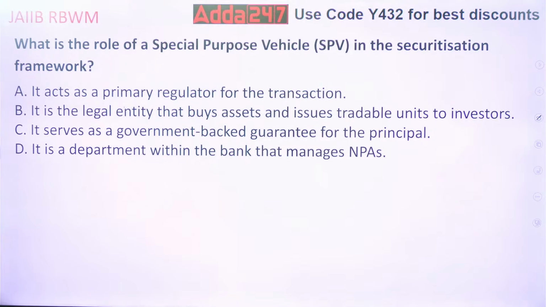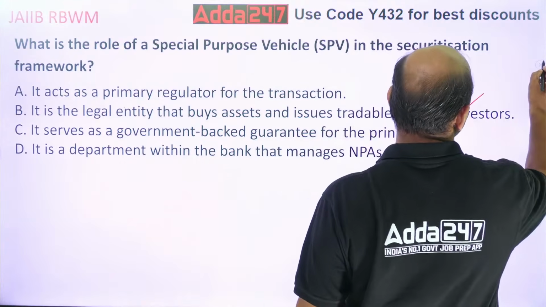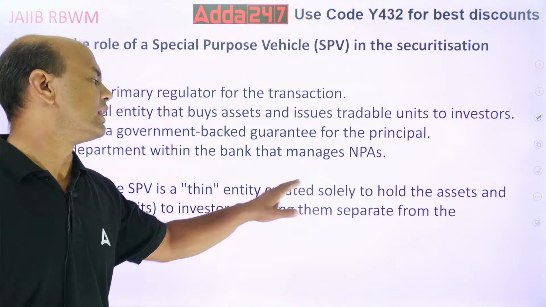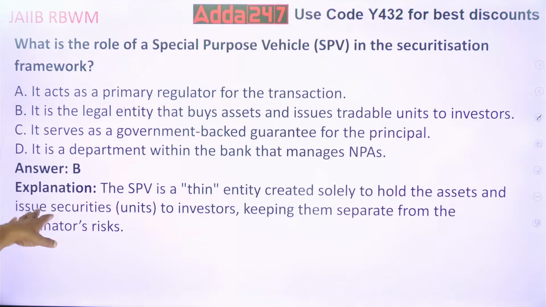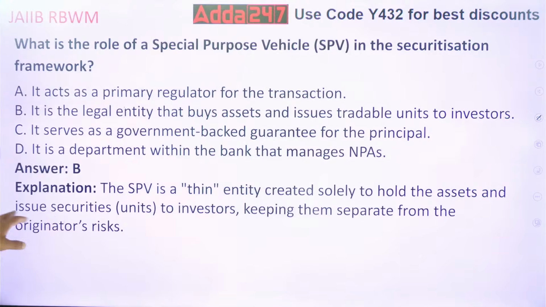Correct, Danishka. Okay, the answer is B. Got it? The answer is B. The SPV is a thin entity created solely to hold assets and issue securities to the investors, keeping them separate from the originator's risk. SPV will separate the loan from the bank. Okay? SPV will separate the loan from the bank.